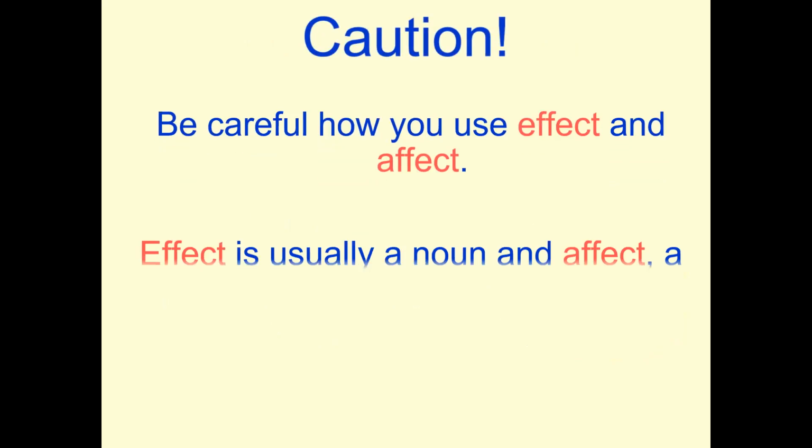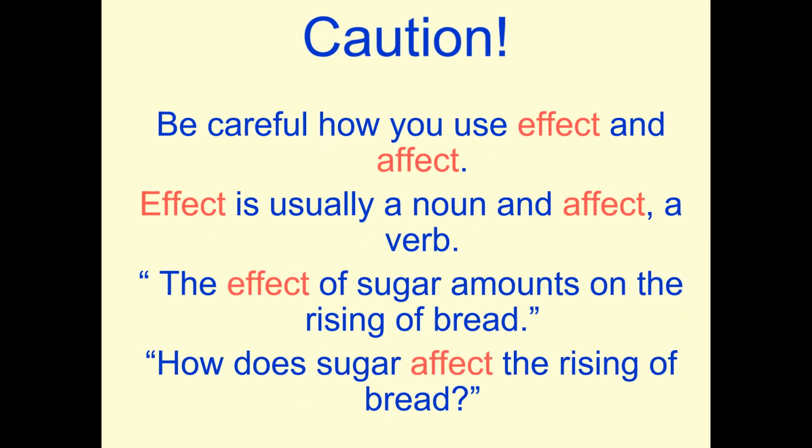Now, a word of caution. A lot of you used affect and effect as one thing. Affect is a verb. Effect is a noun. So if you were to formulate this hypothesis and say the effect of sugar amount on the rising of bread, it would be incorrect. You have to say the effect of sugar amounts on the rising of bread. Or you could also word it to use a verb. How does sugar affect the rising of bread?